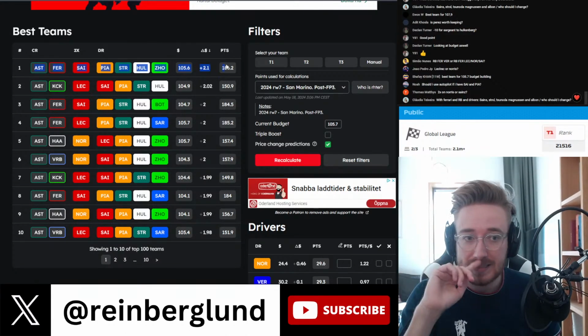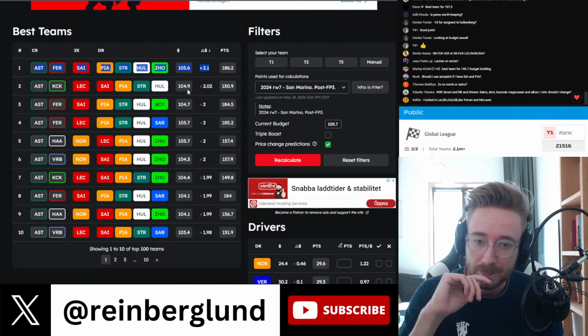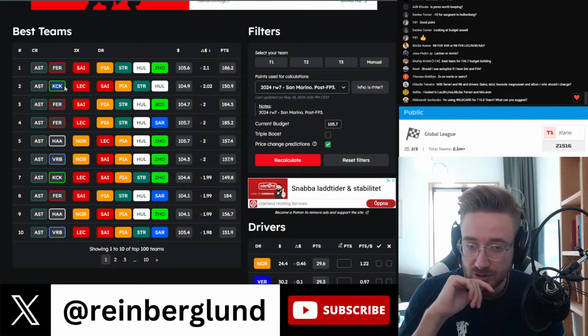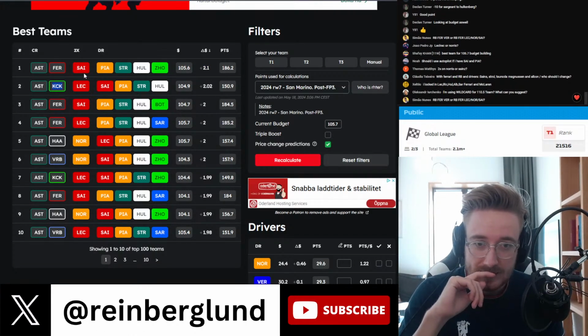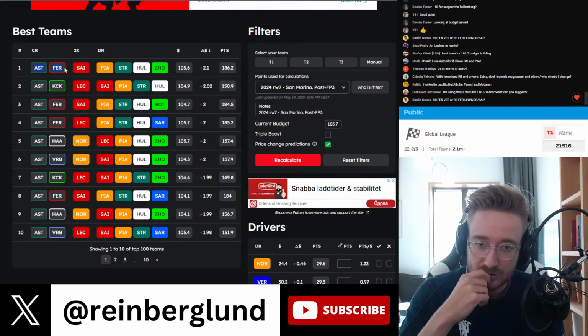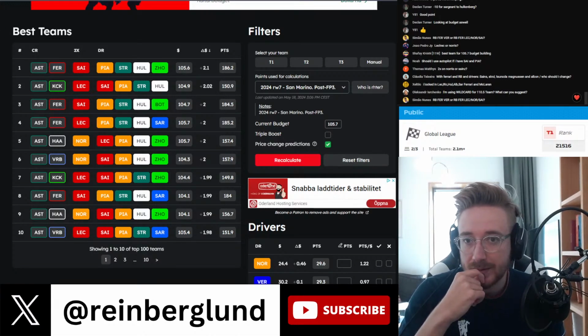So this is the best budget building according to the calculations. I don't like this. I don't know why Kick is showing here. I would much rather have Haas. And then you do Sainz, Piastri, Stroll, Hulkenberg show. So that's apparently the best one. But yeah, I agree with Ferrari Aston. Ferrari Aston should be the best budget building constructor pairing right now.